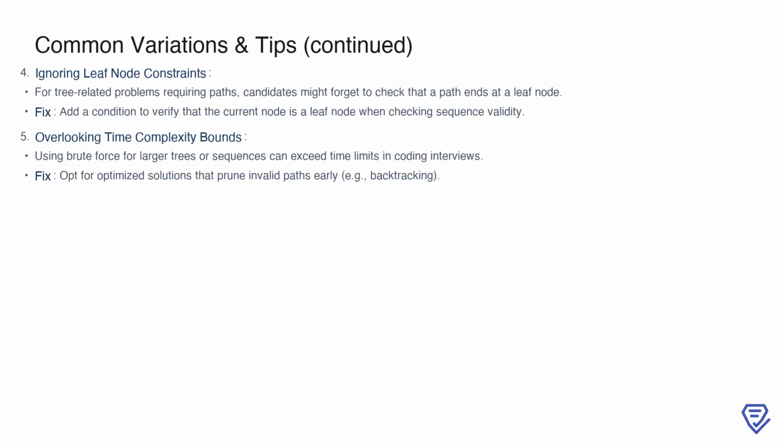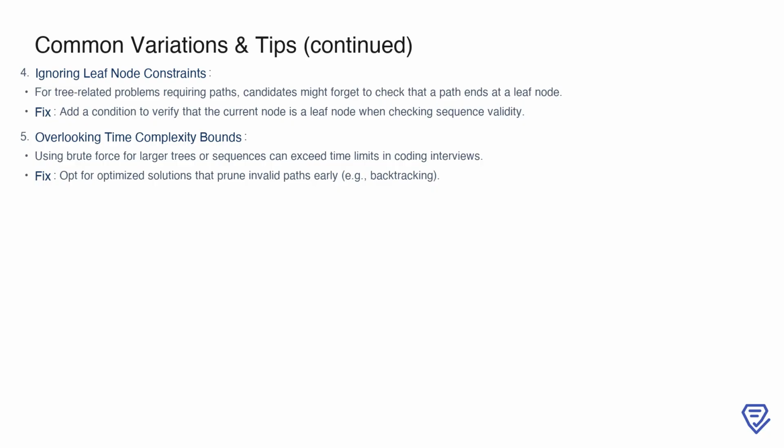Now, let's consider two more common errors. One is ignoring leaf node constraints. In problems involving paths in a binary tree, it's crucial to verify that the path ends at a leaf node. Without this check, you might incorrectly validate paths that terminate at non-leaf nodes. To fix this, add a condition to confirm that the current node is a leaf before concluding sequence validity.